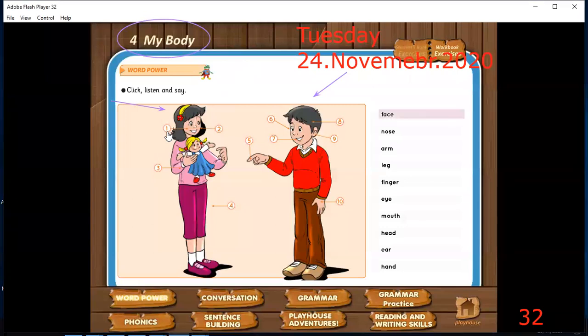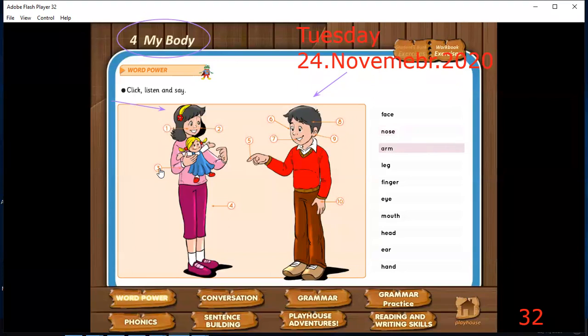One, face. This is face. Excellent. Number two, nose. Again, nose. Two. Nose. Excellent. Super.